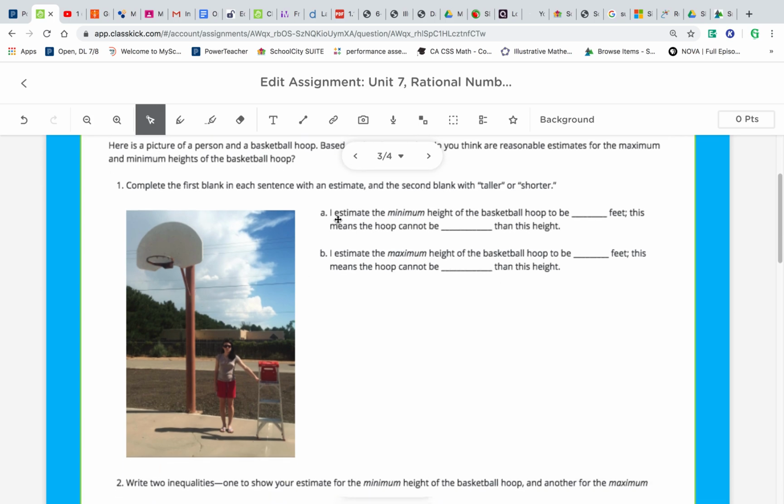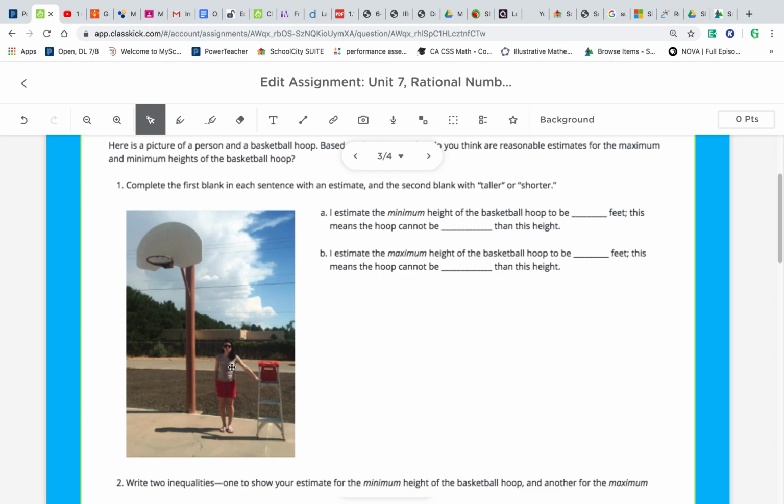When I look at it here, I estimate the minimum height of the basketball hoop to be what? Well, let's look at it and see. What I notice is there is a person standing here, right? It looks like it's an adult. Maybe it's a teacher, I don't know. I also see a ladder. You may have heard of a certain kind of ladder here. We can see if you look at the steps here. Looks like it might be about a 4-foot ladder, possibly.